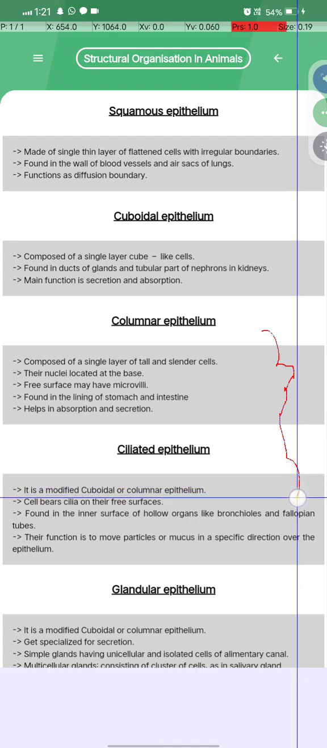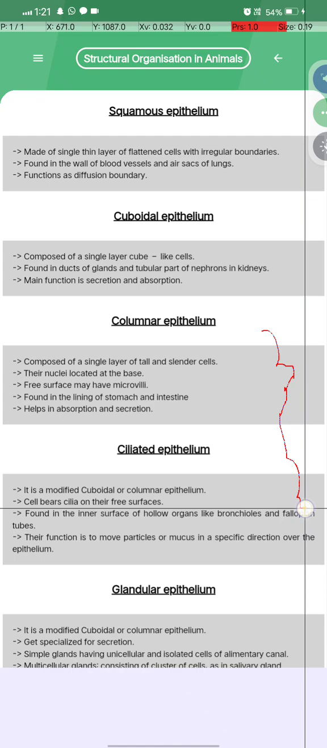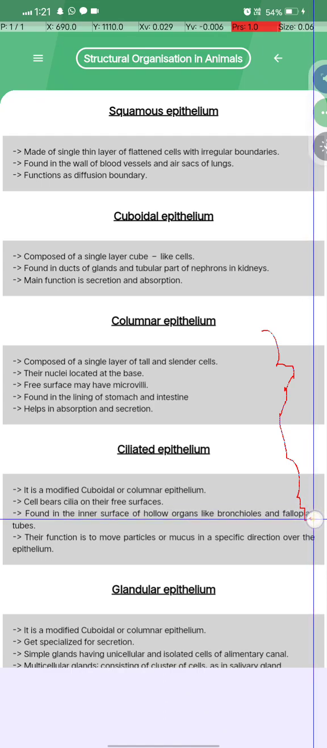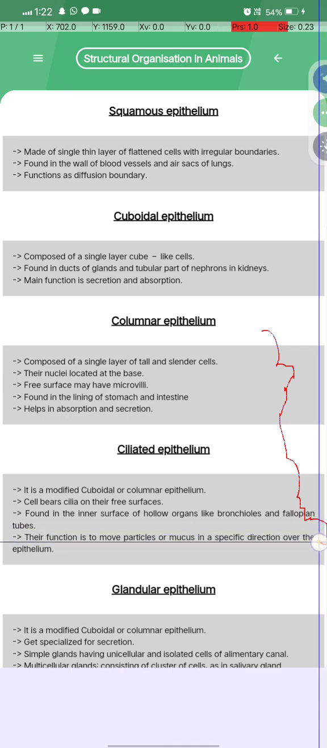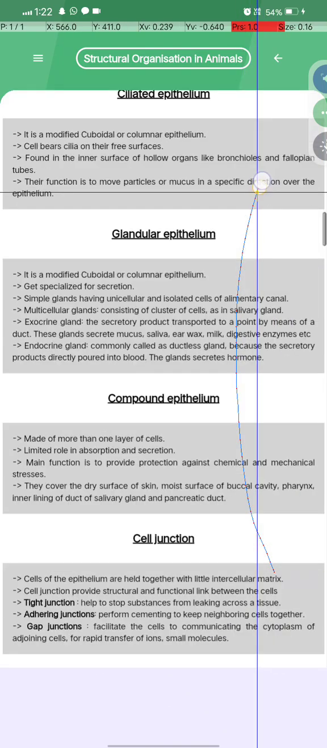Ciliated epithelium is a modified cuboidal or columnar epithelium, and the cells bear cilia on their free surfaces. It is found on the inner surface of hollow organs like bronchioles and the fallopian tube, and its function is to move particles or mucus in a specific direction over the epithelium.